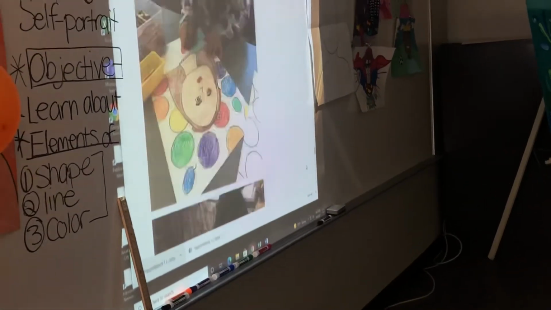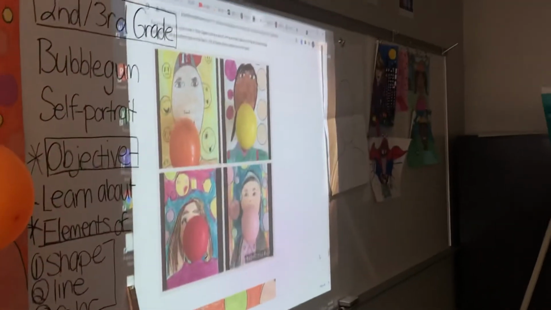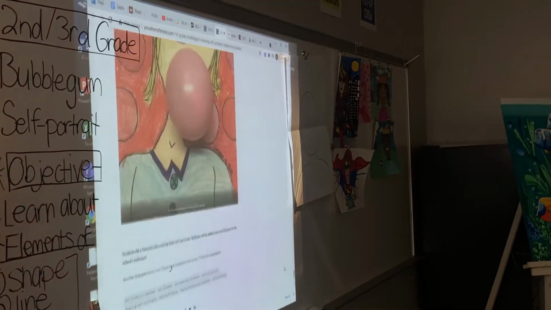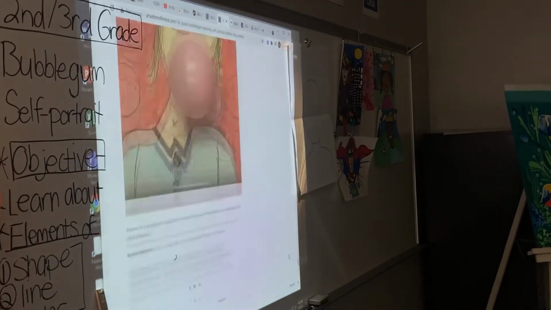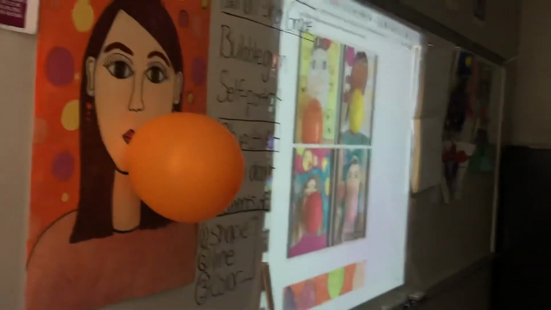So let me scroll down and see if I can scroll down to the balloons. Here we go. See how cool they look, guys? Okay, so I just wanted to briefly show you that to give you some more inspiration. Inspiration, to inspire you, to give you ideas.